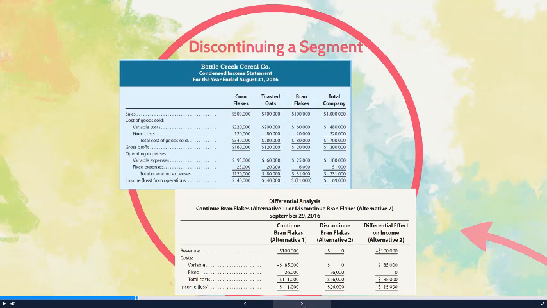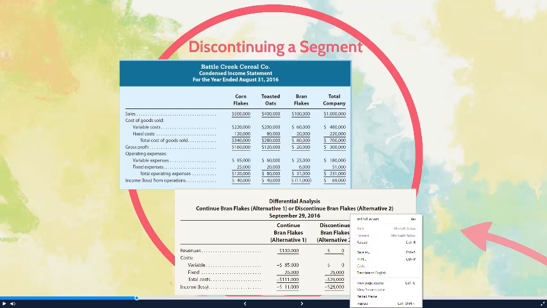The next decision we'll look at is whether to continue with a segment that's losing money. So, should we discontinue a segment? Remember, a segment is a piece of a business. In this example, we're looking at cereal. And there's cornflakes, toasted oats, or bran flakes. And you can see the bran flakes are losing money.